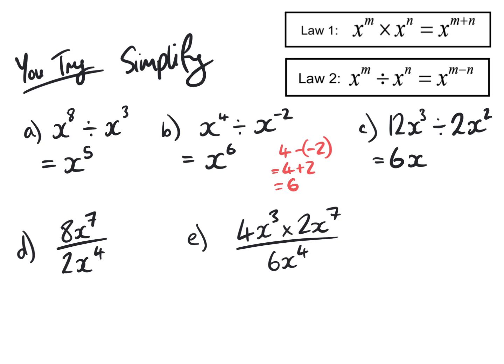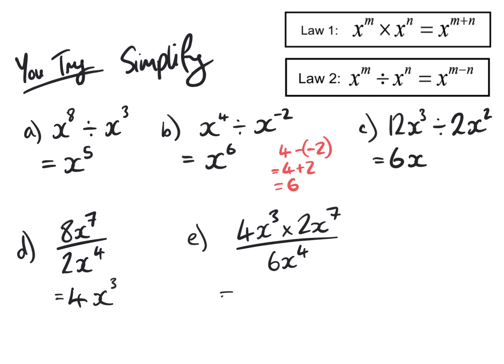For part D, we have 8x to the 7 over 2x to the 4. So we're going to start off with our division of the 8 by the 2 first. So 8 divided by 2 is 4. And then we've got x to the 7 divided by x to the 4. And again, using this law, we're going to subtract the index numbers. So 7 take away 4 is 3. So that's going to be x to the power of 3.